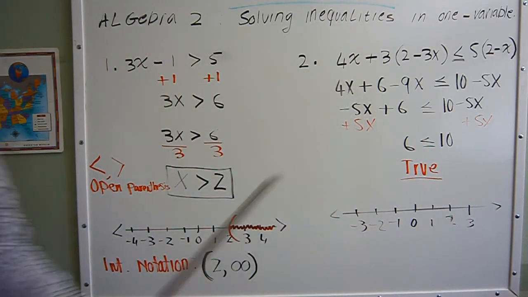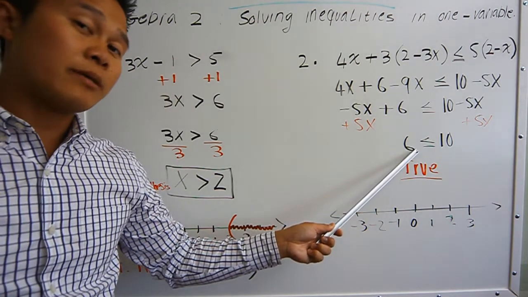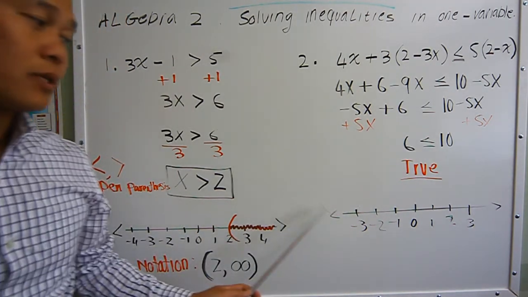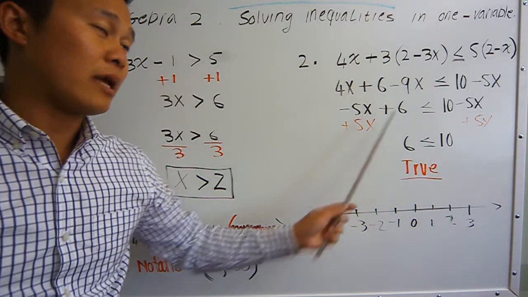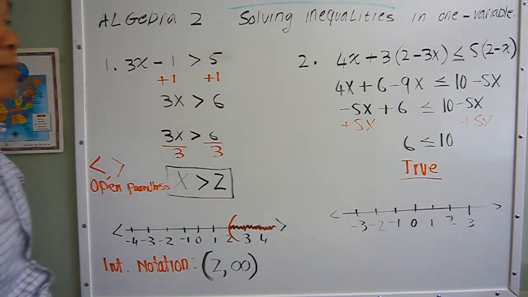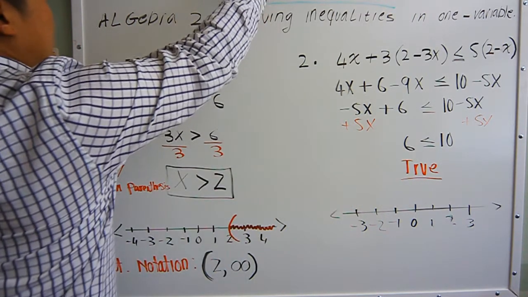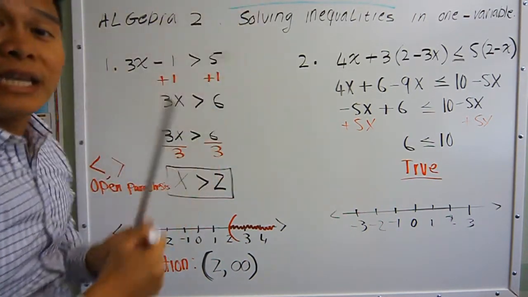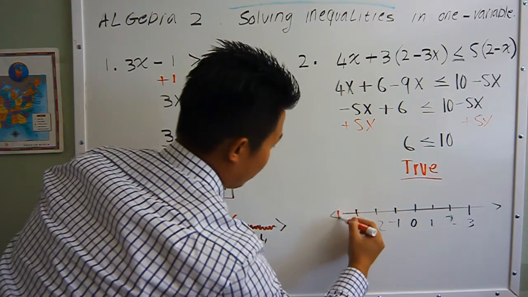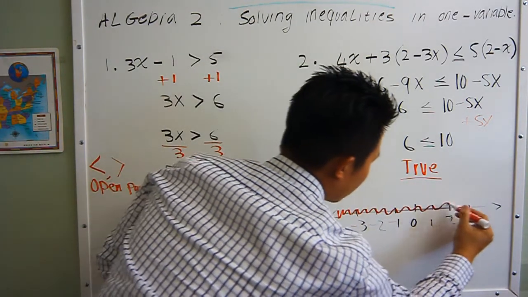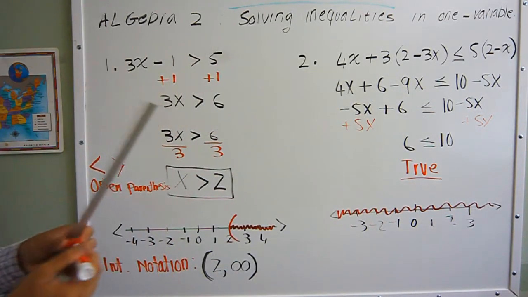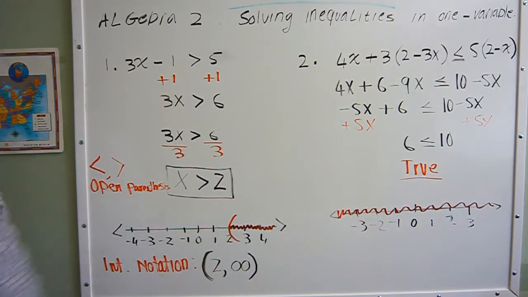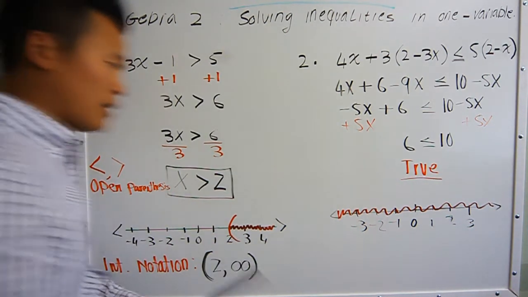Okay. When it's a true statement, the solution doesn't depend on any inequality, which implies that any number you pick on a number line is a solution. And so the way we indicate that is we just shade everything on the number line. All right. So that's how you represent that graphically.